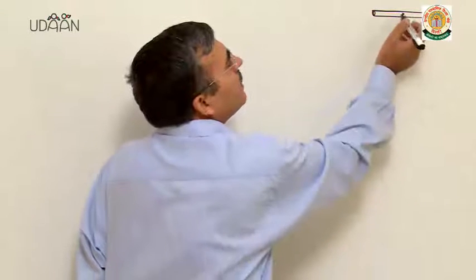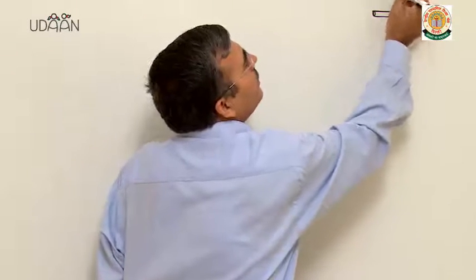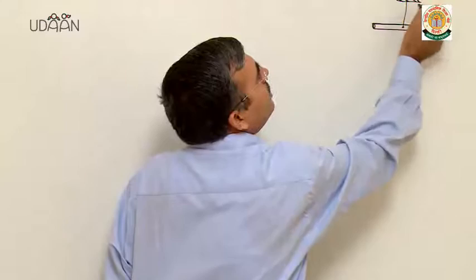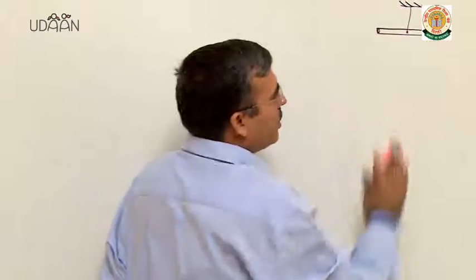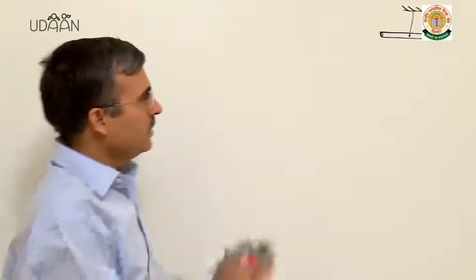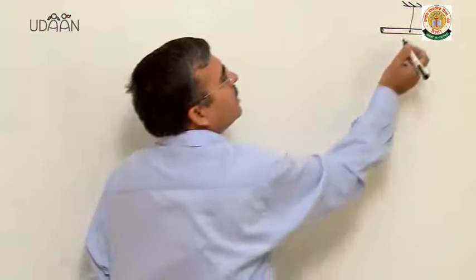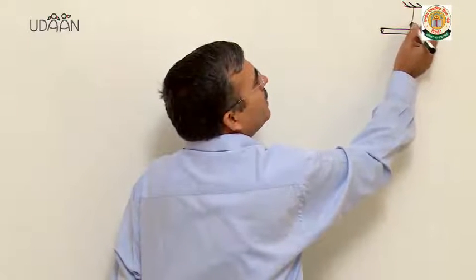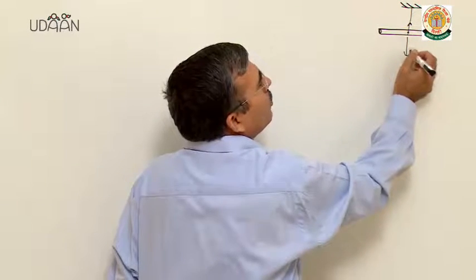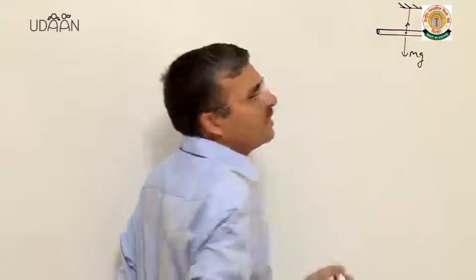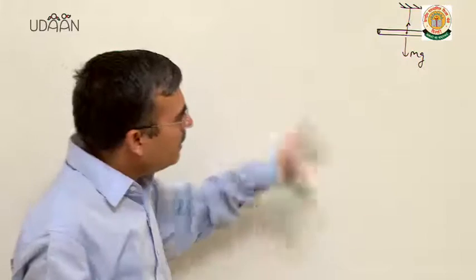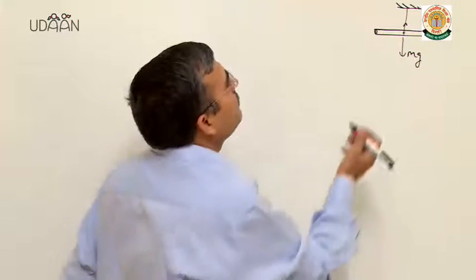For example, if we hang this rod at this point, this rod will be balanced, this rod will be in equilibrium. So I can say this point is behaving as if the whole mass is concentrated there.